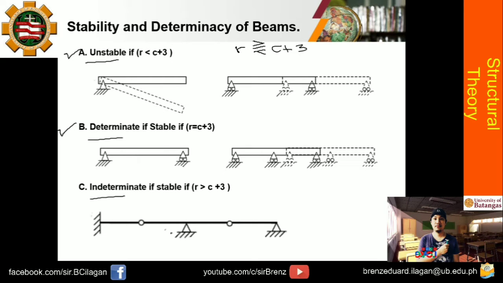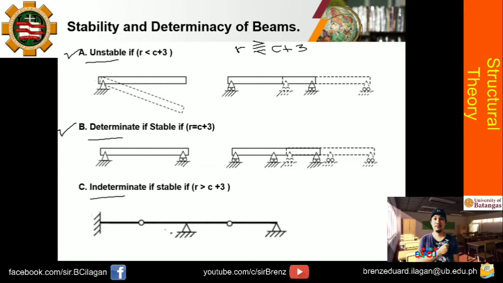Kasi, if indeterminate yan, so there's an additional equation na kailangan gawin para ma-solve yung mga unknowns. So determinate and stable, so ito yung normally na sinosolve natin na nakukuha lang ng summation forces x, y, and moment. And unstable, so if unstable ka naman, so therefore your structure, or the beam system, will undergo failure kasi nga unstable siya. Okay, so try natin yung example.